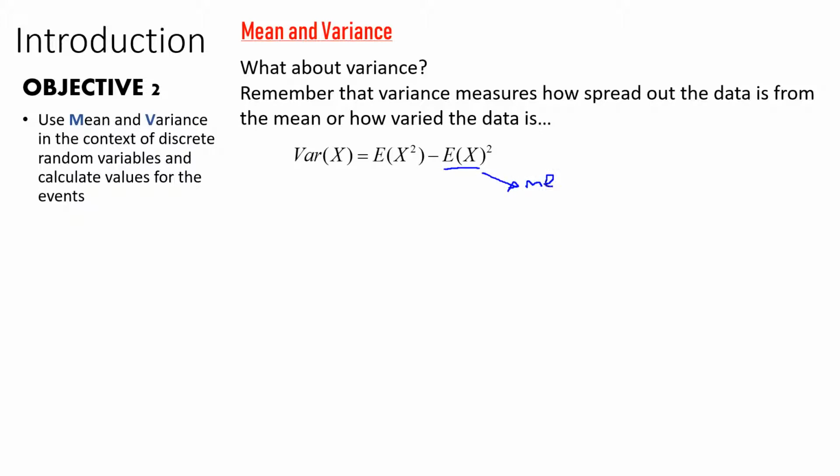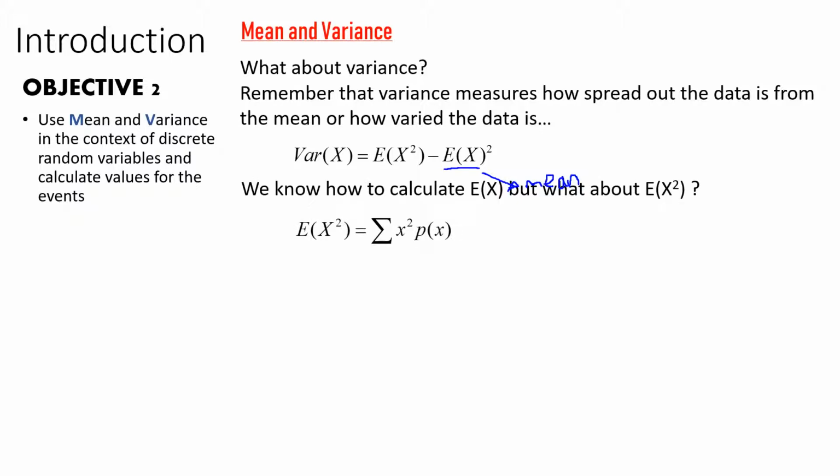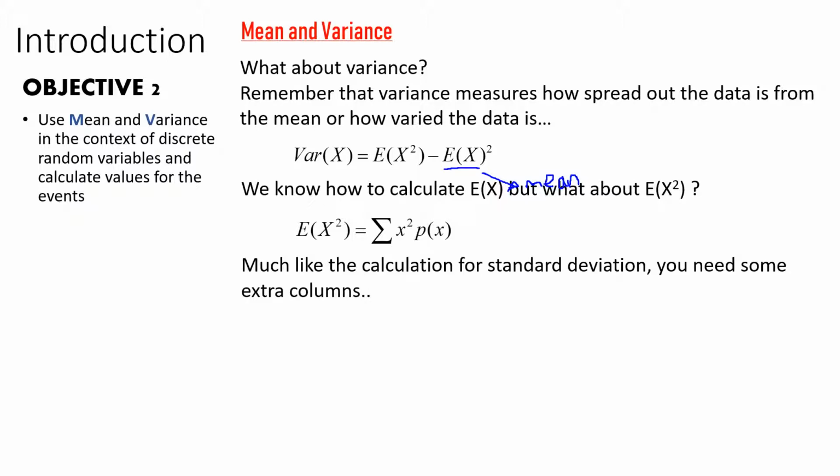If you do these two questions, and they usually do come together, you will already in the previous question have worked out what the expected value of x is, which is squared, but you need to work out what E(X squared) is. Instead of multiplying by x, you're going to multiply by x squared and get the sum. This is also how you do it for working out standard deviation. Much like the calculation for standard deviation, you need some extra columns, and we're going to look at a standard example.